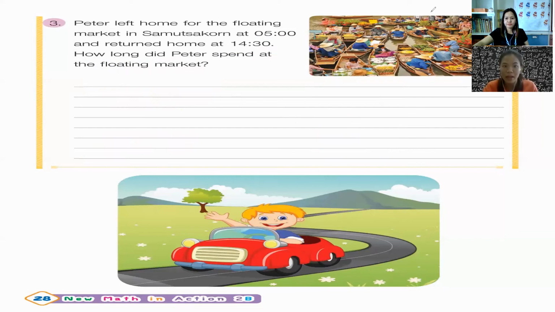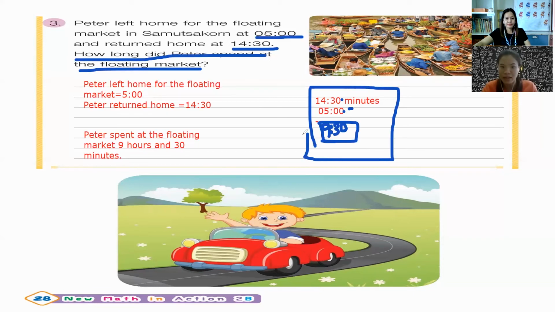Okay, everyone, look at the choice, okay? Underline the floating market. The floating market means ตลาดน้ำ. Okay, do you see this picture, right?